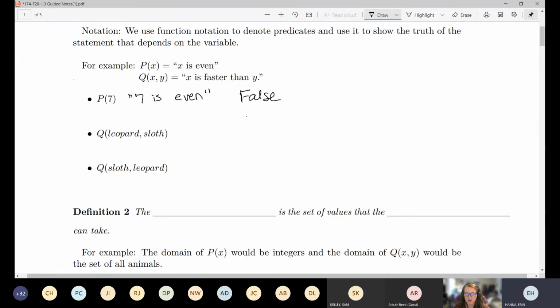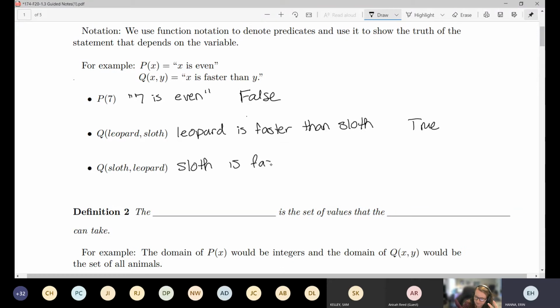Or what if we look at this Q of x comma y? Well, Q of leopard, sloth would mean that leopard is faster than sloth, which would be a true statement. Leopards are faster than sloths. Whereas if I change it around and I have sloth comma leopard, that would be false. Well, I guess I should be consistent and I'll write it out. Sloth is faster than leopard.